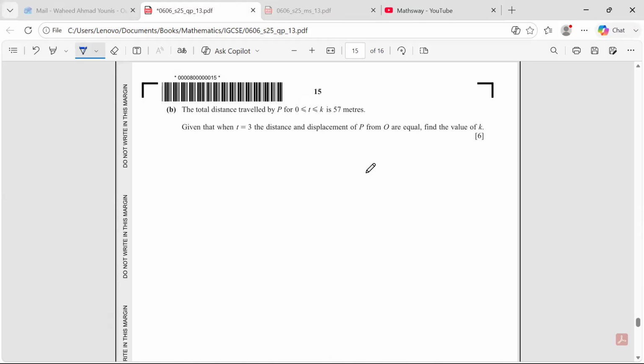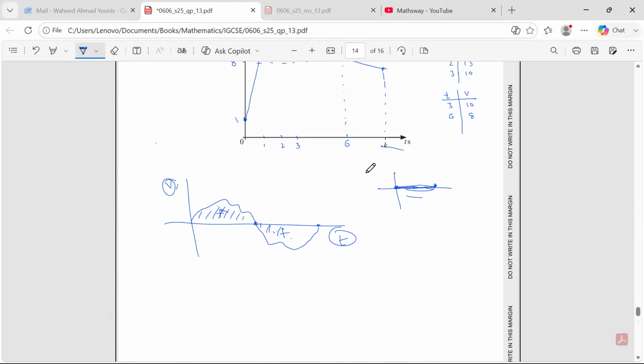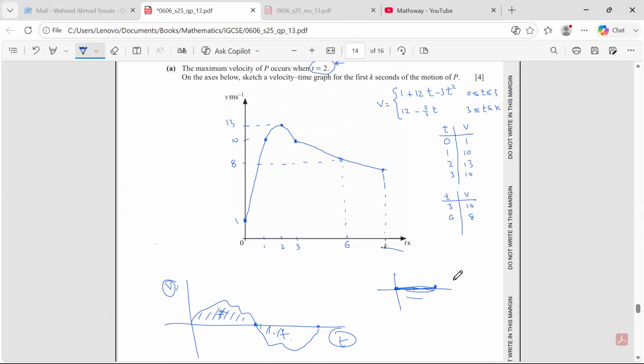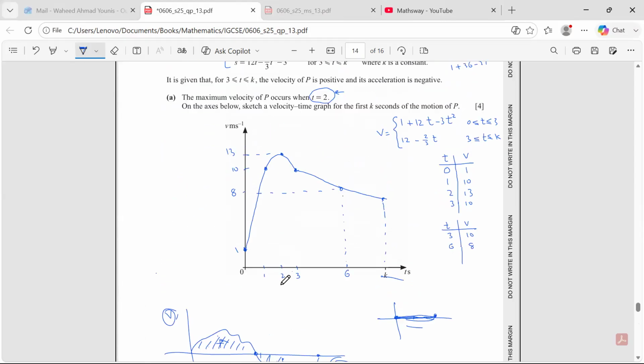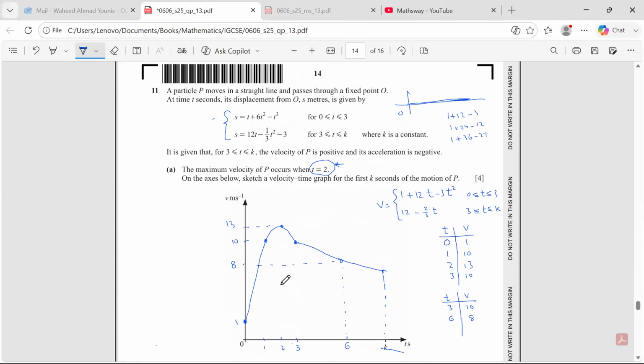How can I find the total distance? One idea is to integrate this whole thing, right? Integrate it up till time k. But the second thing is that we are given that the total distance is 57 meters. So when t is equal to 3, what is the distance? You can calculate from this expression.